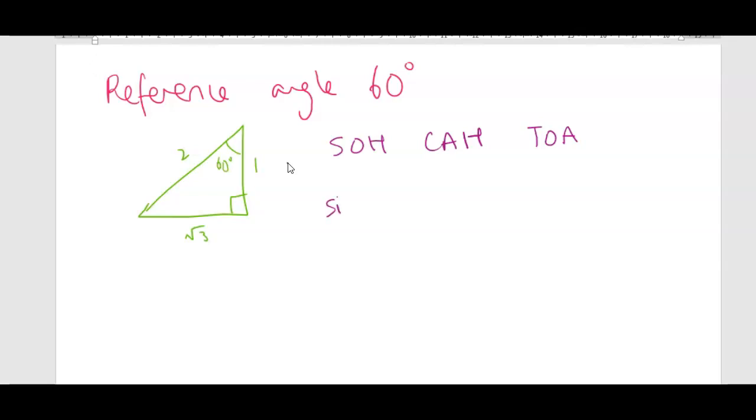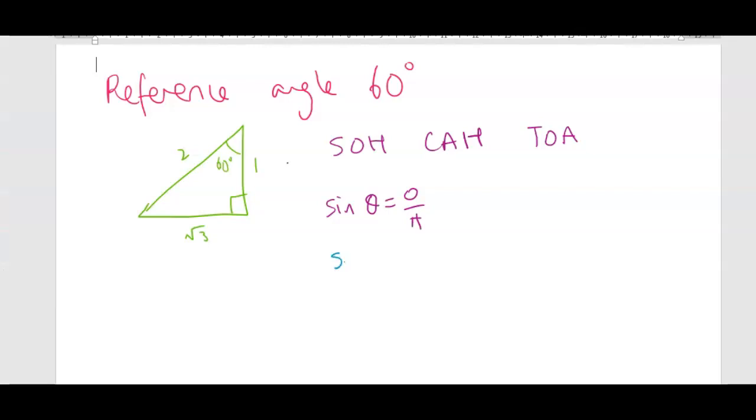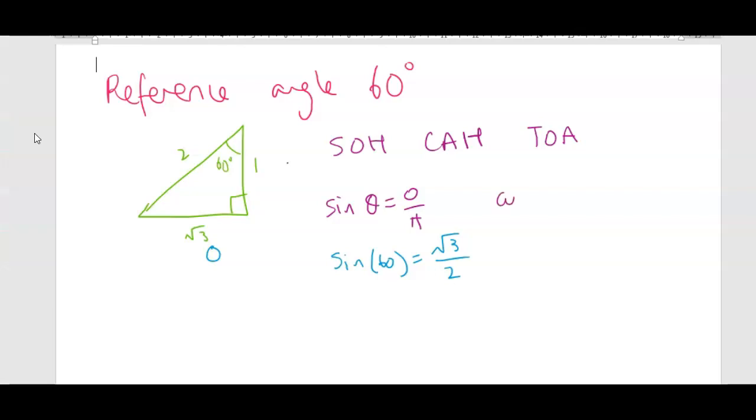All right, so let's do sine theta equals opposite over hypotenuse. So in this triangle, theta is 60 degrees. The opposite side, which is here, is root 3. And your hypotenuse is 2. So sine 60 equals root 3 on 2. All right, let's go and do cos. So cos theta equals adjacent over hypotenuse.